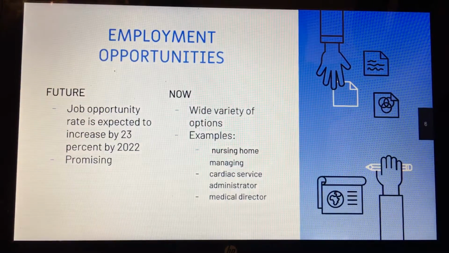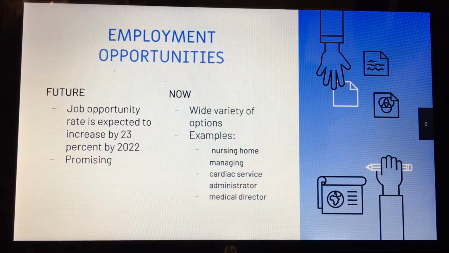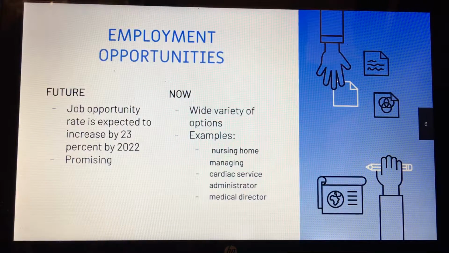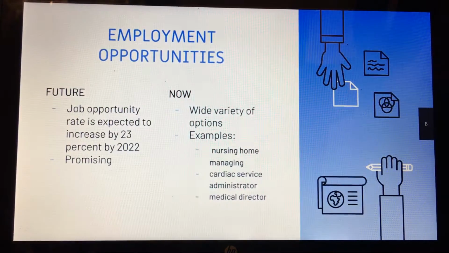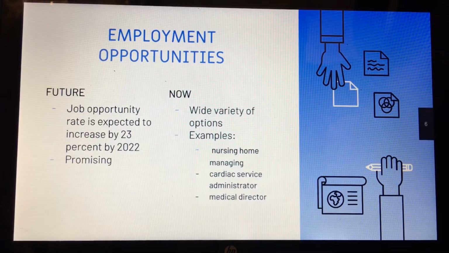Employment opportunities. For the future, the job opportunity rate is expected to increase by 23% by 2020, and this is promising because that percentage is a lot larger than other professional rates. One of the major spikes will be within nursing home administration, and this is due to the growth of the aging population.